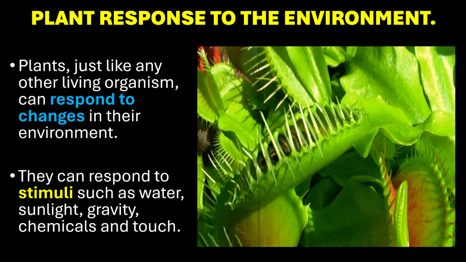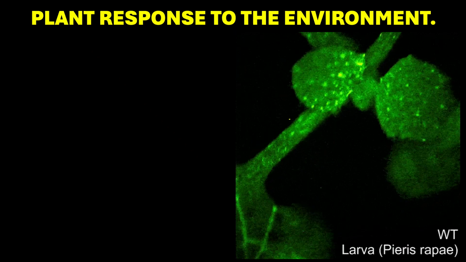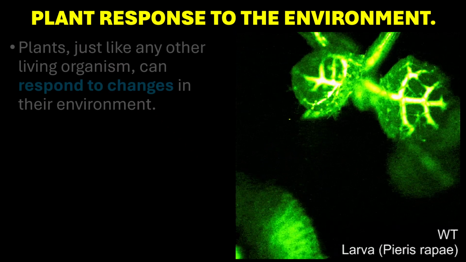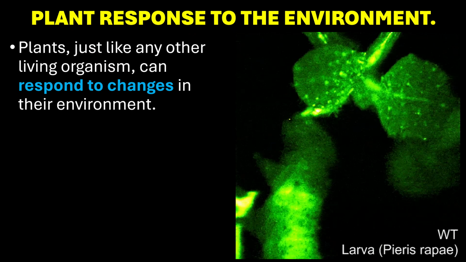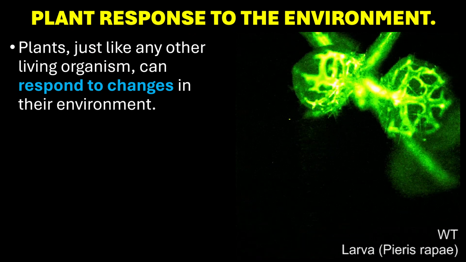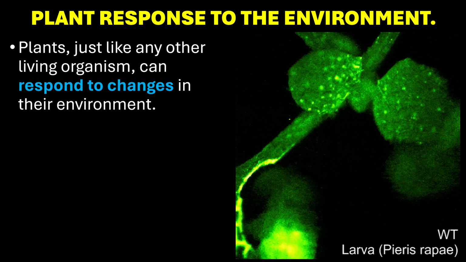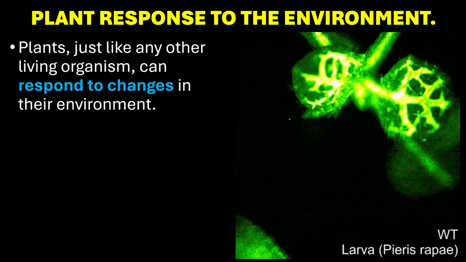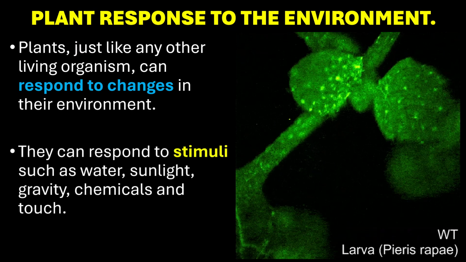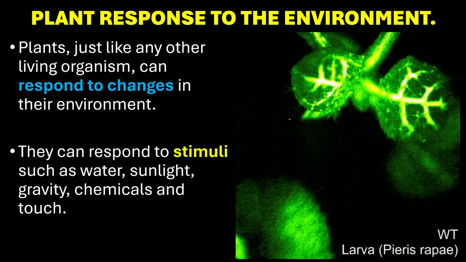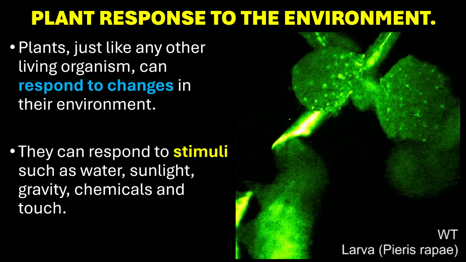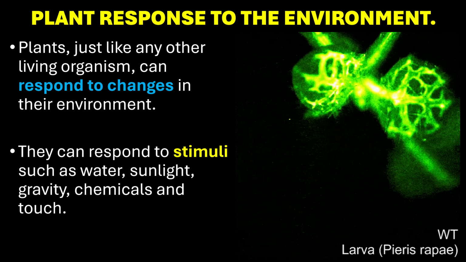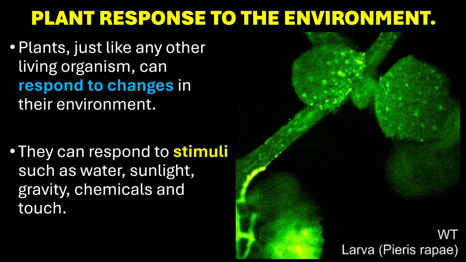There are different ways plants respond to the environment when they are under attack. Let's say insect attack, for example, a larvae attacking it. Plants are able to detect the changes within the environment so that they can respond accordingly, either by releasing special chemicals to combat it.